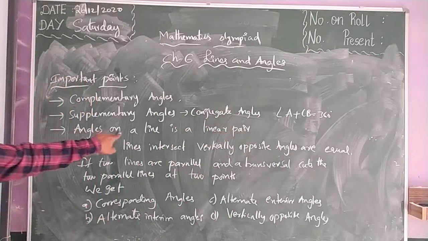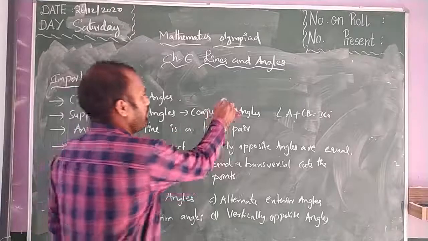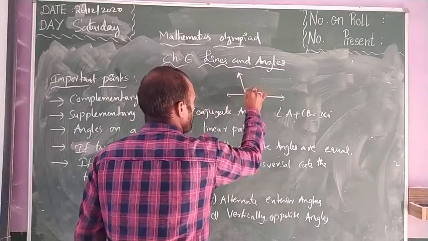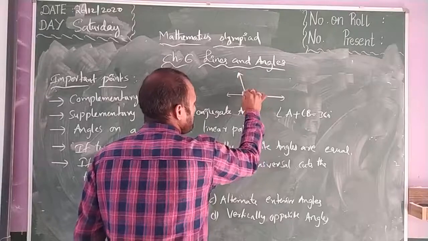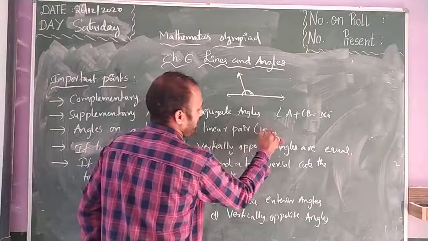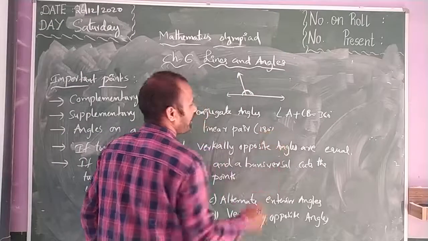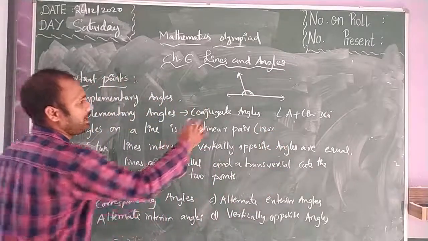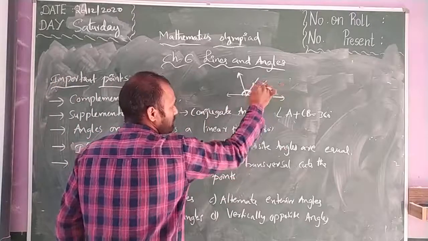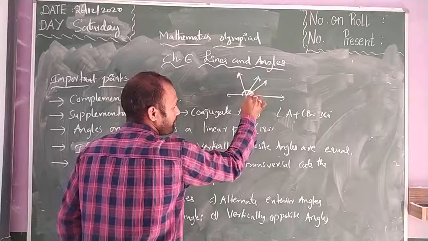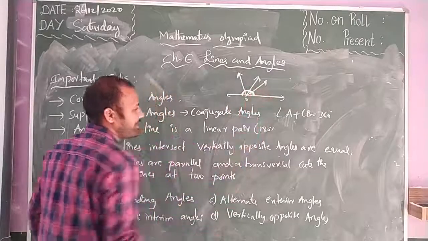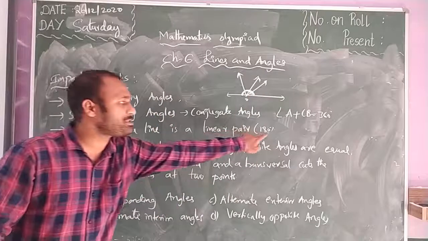Next point, angles on a line is a linear pair. For example, on a line, if one angle, two angles are forming, then these two angles will form a linear pair. Linear pair means 180 degrees on a straight line. So on a straight line, the sum of how many angles also there? There will be 3 angles, there will be 5 angles also. How many angles also there from same point? We are going to add all these angles, then I will get it as a linear pair, which is 180 degrees.